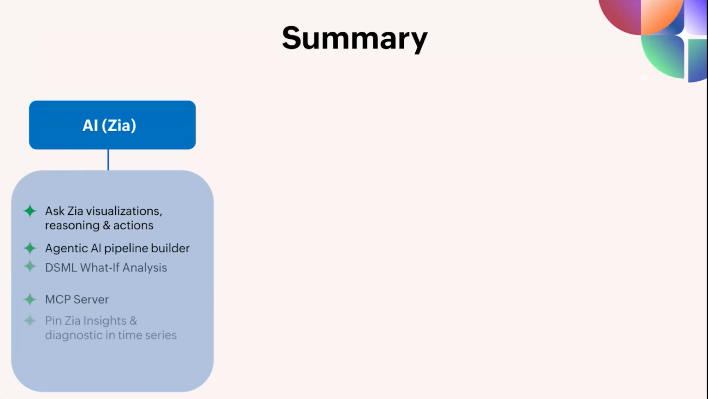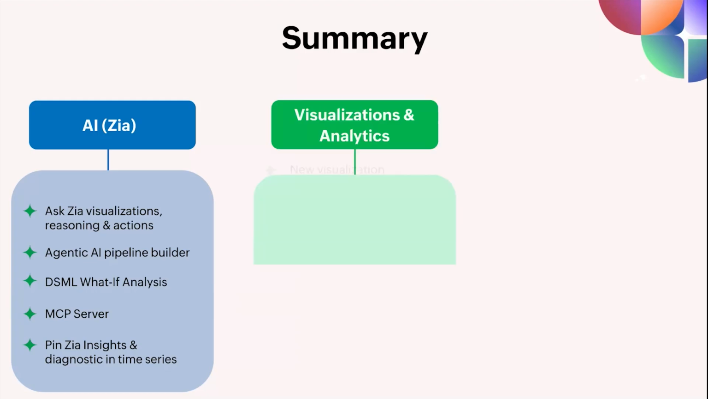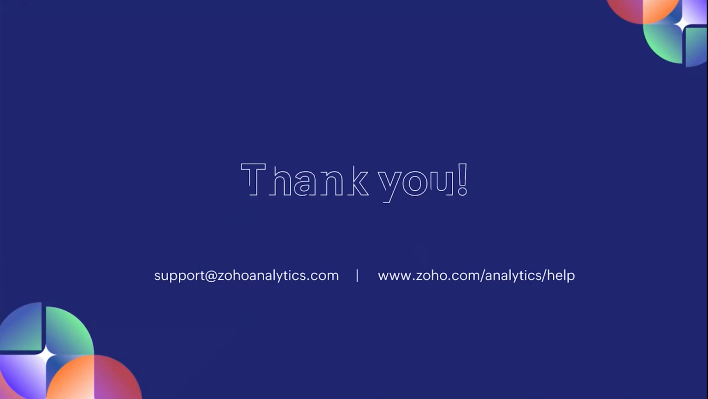All right, so here is a quick summary of our webinar today. Under AI, Ask Zia, we have seen the features released: Ask Zia visualizations, reasoning and actions, agentic AI pipeline builder, DSML what-if analysis, the MCP server support, and Zia Insights. Under visualizations and analytics, we discussed 3 features: the new visualization, the Gantt chart, the visual enhancements under the pivot table and data bars, and the introduction to geospatial functions. Under data management, we discussed the most requested business connectors and the hourly data sync on business connectors.